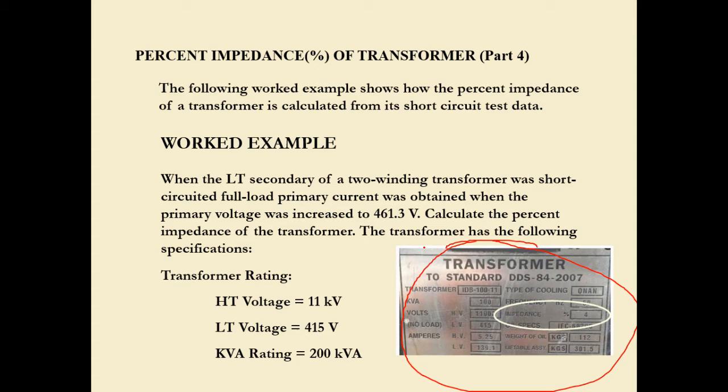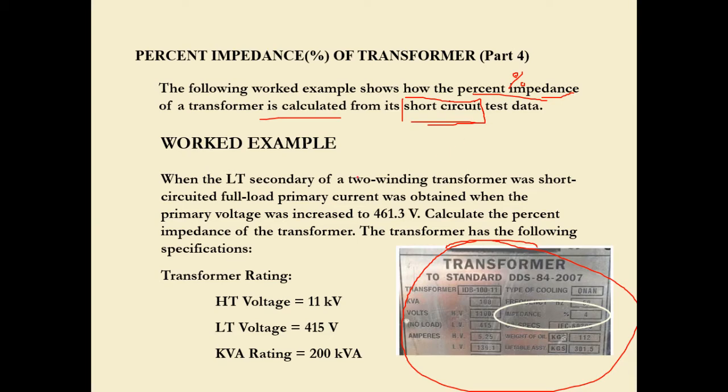All right. So the following worked example shows how the percent impedance of a transformer is calculated from its short circuit test data. This is one of the methods. Short circuit test we could carry out, in order to calculate the percent impedance.